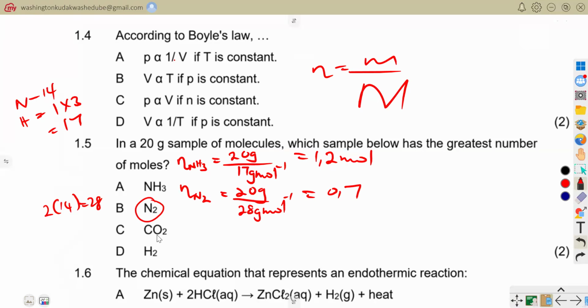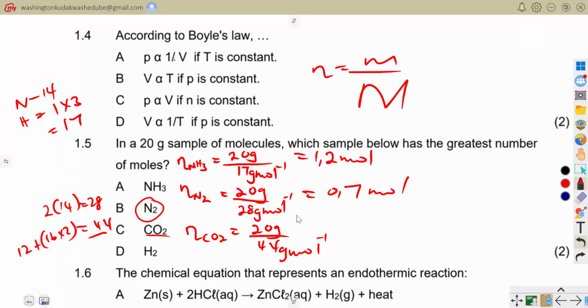And then for carbon dioxide, the number of moles would be equal to 20 grams divided by the molar mass, which would be 12 plus 16 times 2. This is equivalent to 44. So you'd divide by 44 grams per mole. And then here the answer, 20 divided by 44, was going to be 0.45 moles.